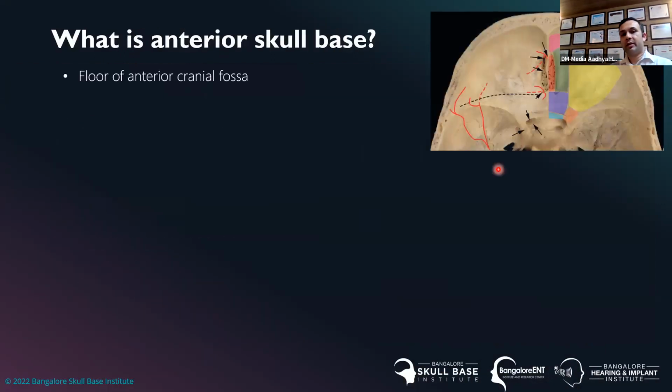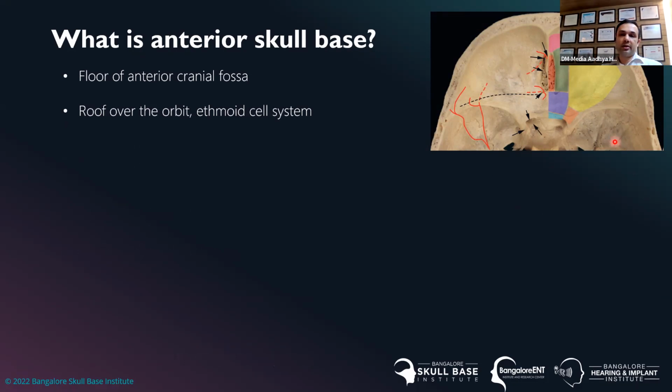So what is anterior skull base? It basically forms the floor of the anterior cranial fossa. Although you have various approaches that you can do through the anterior skull base, the anterior skull base for all practical purposes is the floor of the anterior cranial fossa, which consists of a midline structure and a lateral structure. So it roofs over the orbit. Okay, so if you look at this image, it roofs over the orbit and the ethmoidal air cell system.